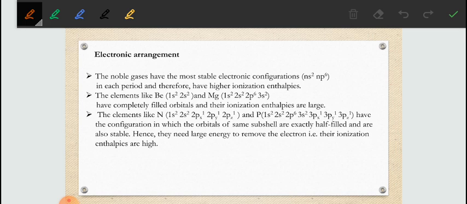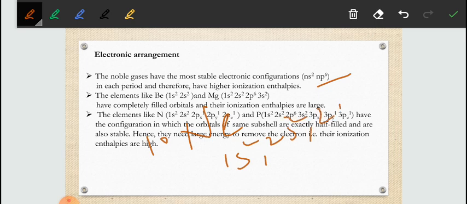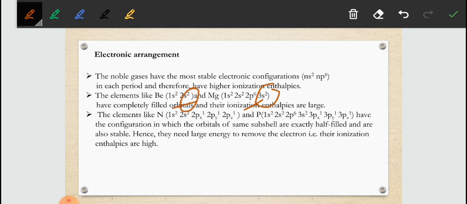So they are stable, and they require a higher amount of energy to make the electron lose. For example, neon, atomic number 10, is 1s2, 2s2, 2p6. Their octet and shells are already completed, so they will require greater ionization enthalpy if we want to lose the electron. Elements like beryllium and magnesium, with 2s2 and 3s2, have completely filled shells, so they also require a greater amount of energy.